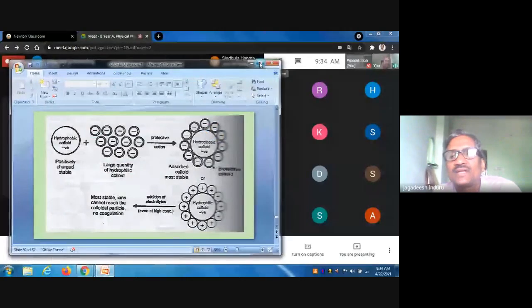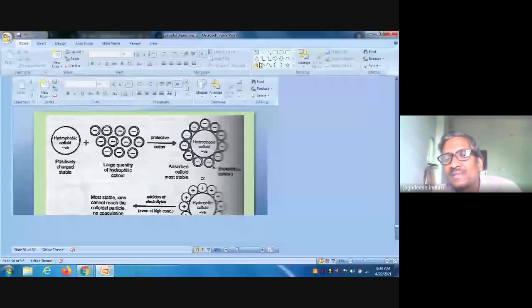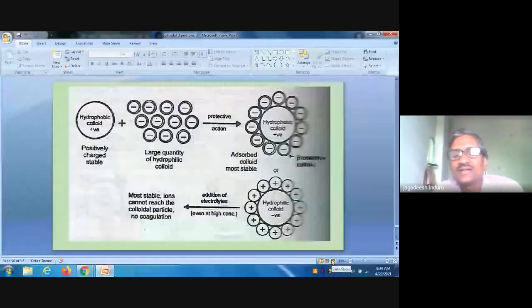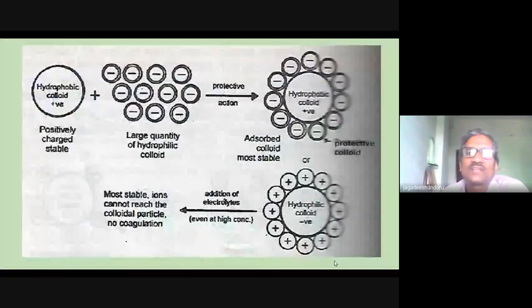And this protective action will be asked as a 5 marks question in the exam. Sometimes you will be asked the properties of colloids and the protective action of colloids. Both will come. In the properties, you have 3, that is electric, kinetic, and optical. And the protective action is the addition of a hydrophilic colloid to a hydrophobic colloid to get a protective action. Okay, then we will proceed with the gold number.